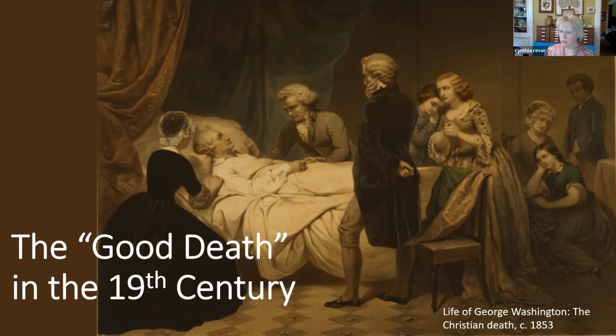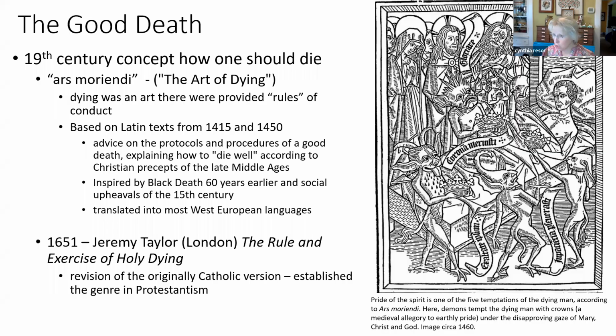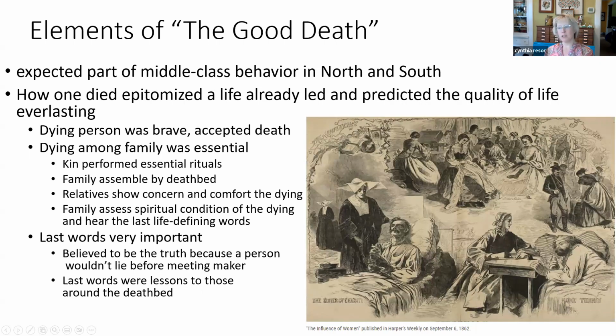What was the good death? Well, the idea started way before George Washington died. It goes back to the early modern period in the Middle Ages, that there's a certain way you should die. There's rules of conduct, and you should follow these rules. And this is a medieval woodcut from the rules of dying, one of the Latin texts. Well, what were these rules? It was expected behavior, especially in the middle class.